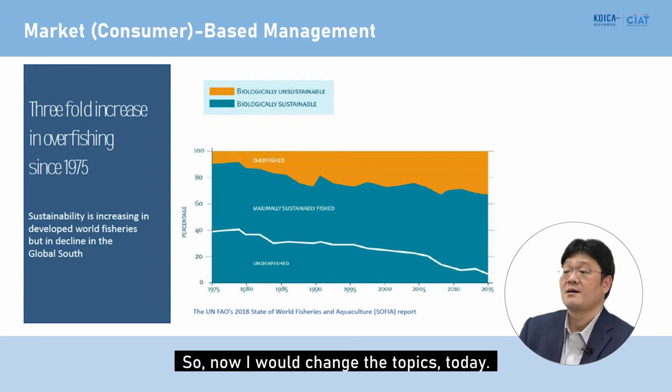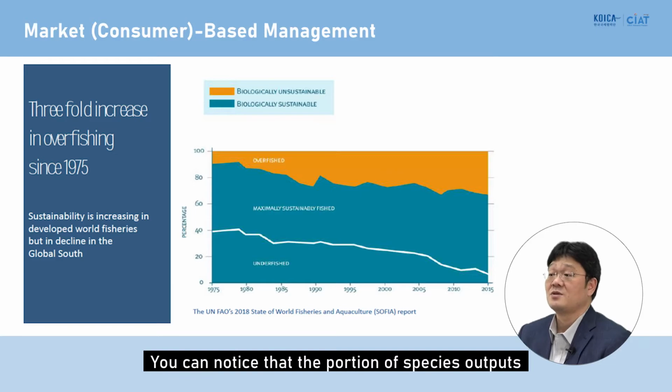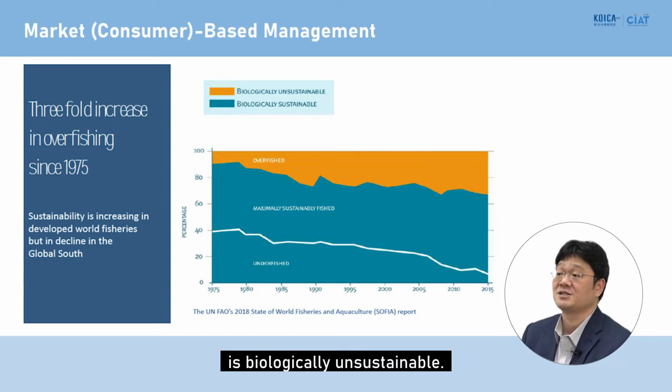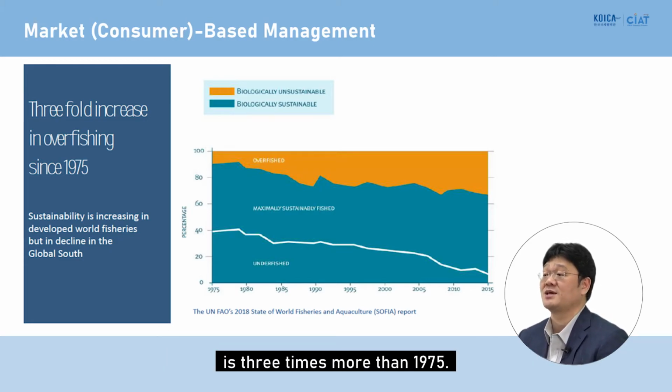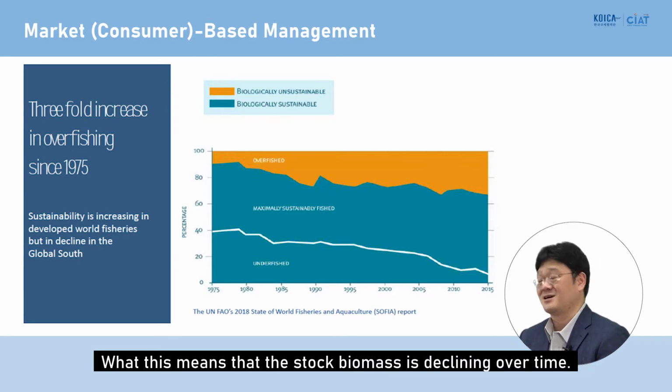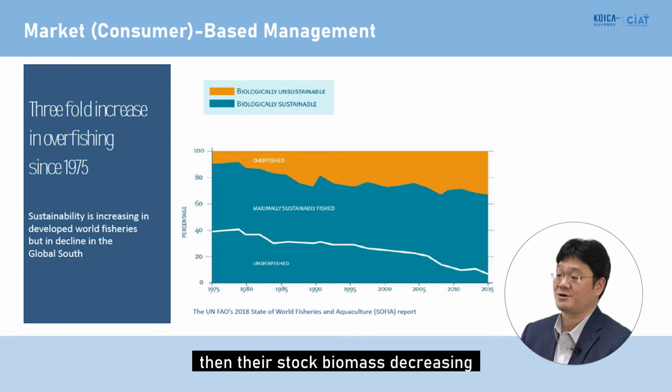So now, I will change the topic. Today, this is my important point. You can notice that the portion of species which is biologically unsustainable is getting bigger and bigger. The number of overfished species in 2015 reached 3 times more than in 1975, which means that the stock biomass is declining over time. We are harvesting more fish, so the stock biomass is decreasing over time.